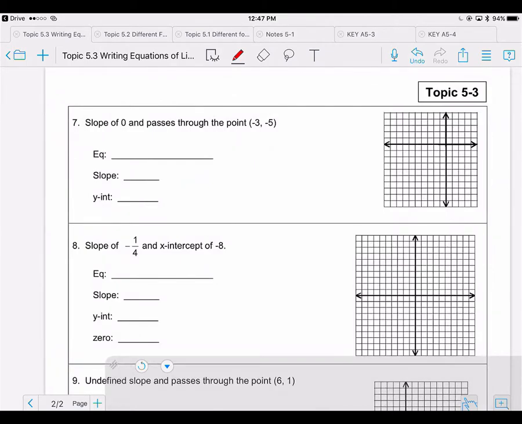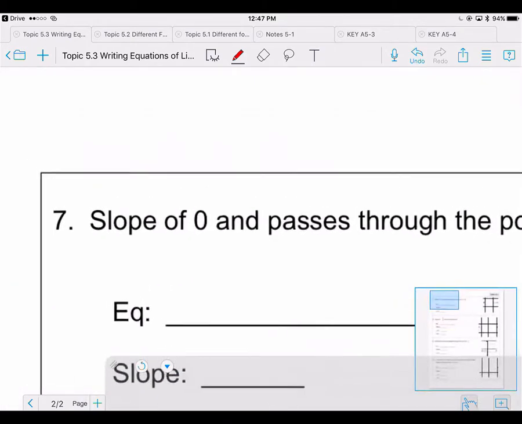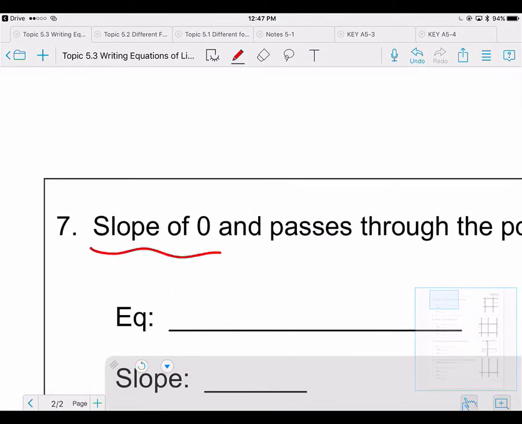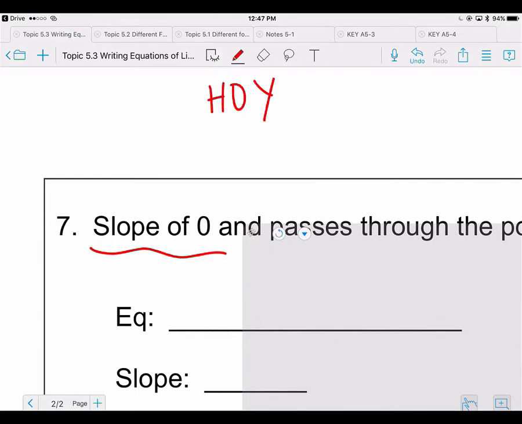Problem 7 says a slope of 0 and passes through the point (-3, -5). A slope of 0 is a special case. A slope of 0 would mean it is a horizontal line because it has a slope of 0. Horizontal means that it is going to be a horizontal line and go through the y-axis. So this is, again, a special case.